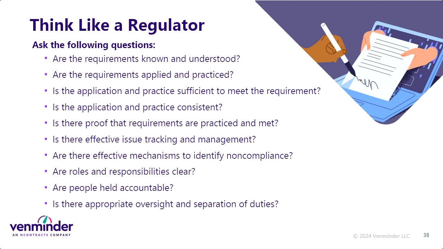Is there an effective issue tracking and management process? Are there effective mechanisms to identify noncompliance? So when somebody's not following the process, how do we catch that before we're doing these reviews? Were roles and responsibilities clear? Were people held accountable? And is there appropriate oversight and separation of duties? And when it comes to separation of duties, it's really important to understand that, for example, the first line business vendor owner would not be approving the due diligence risk control review, for example, right? We need to make sure that there's clear separation of duties.